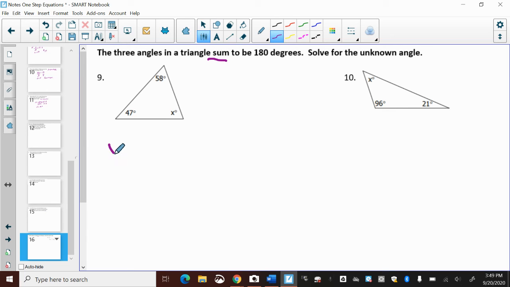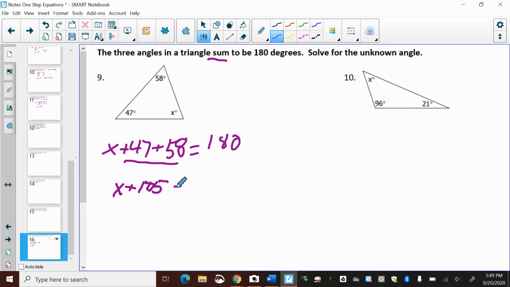So I know that x plus 47 plus 58 is going to equal 180. Let's just combine these 2 up. And when you add those 2 together, 47 and 58, and again, a calculator is perfectly fine to use, you get 105.